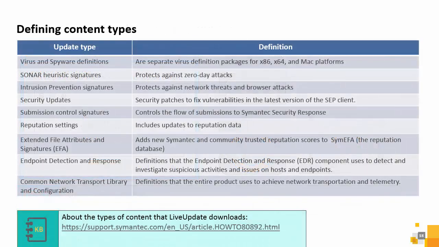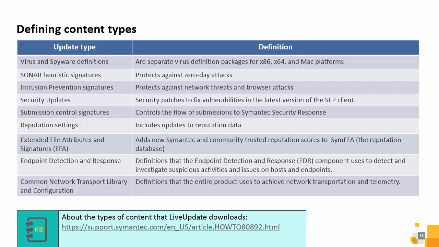The content definition types are shown on the slide. More information about Live Update content types is found in the Symantec Endpoint Protection 14 Installation and Administration Guide. For example, more details on submission control signatures are found in the About Submitting Information About Detections to Symantec Security Response section. Note that Symantec does not currently push client upgrades through Live Update, only security patches.